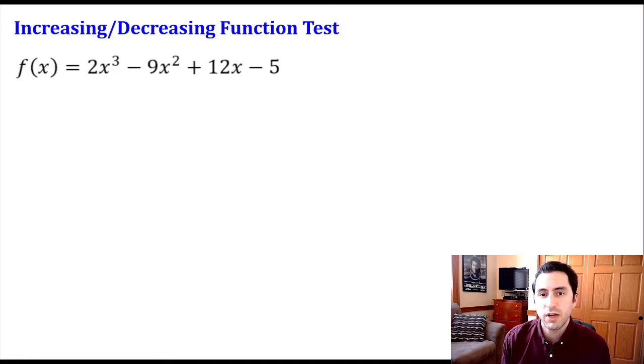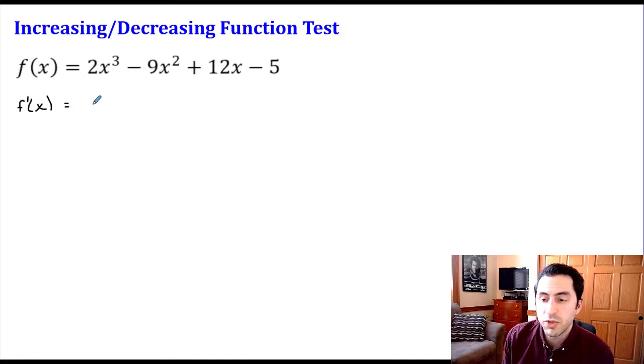Now that's going to help us out because if the derivative is equal to 0, that means that the slope of the tangent line is 0, which is going to indicate where our function changes from increasing to decreasing. So let's start by finding our critical numbers. To do that, we are going to need our derivative. So let's find f prime of x.